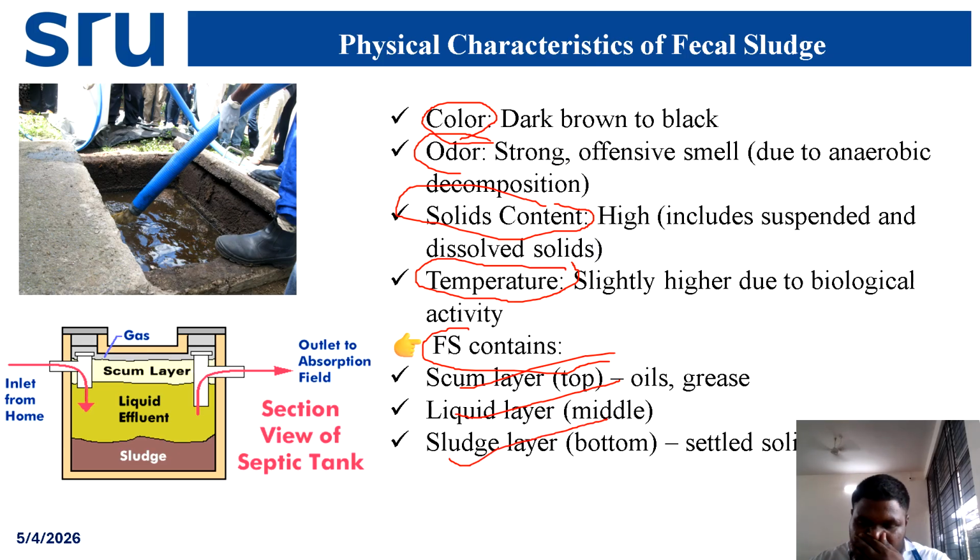Here, the settled materials are called sludge. The middle layer will be the liquid, then the top layer is the scum. Scum means oil and grease. Why will the oil layer be at the top of the water? Because the specific gravity of water and oil varies. Oil's specific gravity is less than that of water. That's why the layer of oil forms at the top of the liquid. That is called the scum layer.